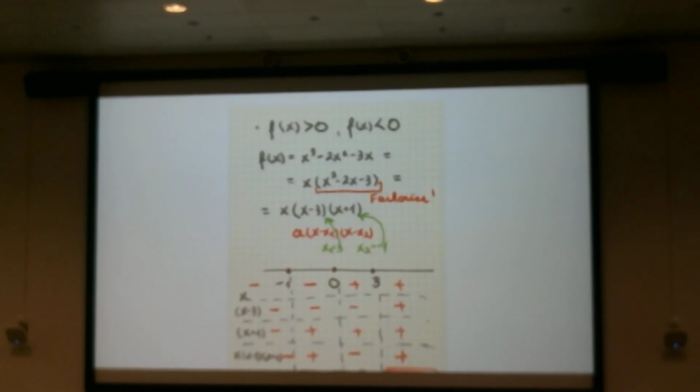I know that this complicated function is, sorry, not increasing, it's positive from minus 1 to 0 and from 3 to plus infinity. And now that it's negative from minus infinity to minus 1 and from 0 to 3. So this is very important. So we can write this down to ourselves.